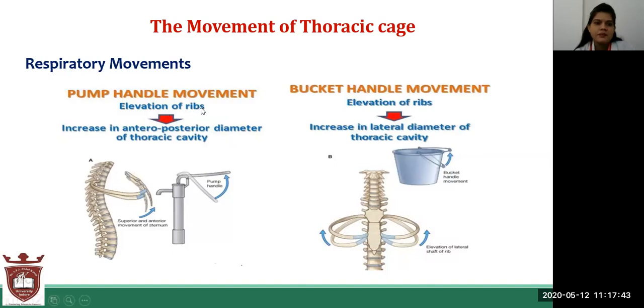Okay. Respiratory movements. When there is elevation of the ribs, there is an increase in the anteroposterior diameter of the thoracic cavity. This increase in the anteroposterior diameter causes a movement which looks like a pump handle, due to which it is known as pump handle movement. And at the time of elevation of ribs, there is also an increase in the lateral diameter of the thoracic cavity, which looks like a bucket handle, and is known as bucket handle movement.